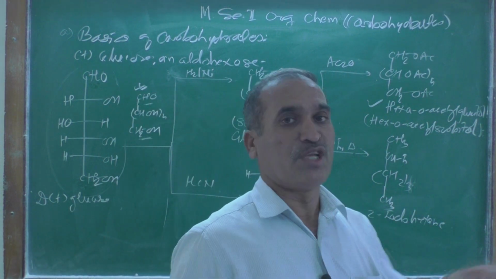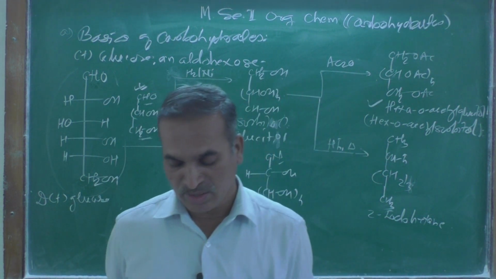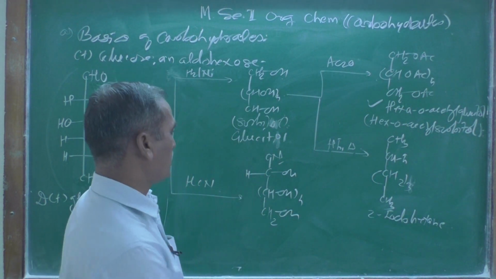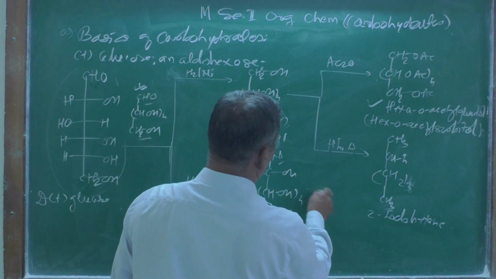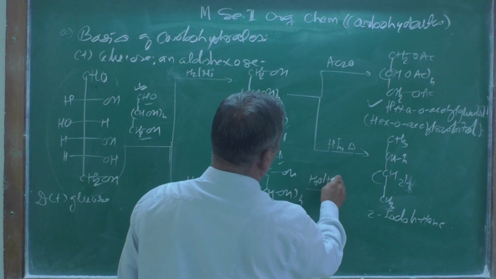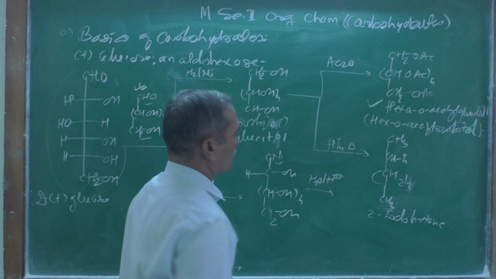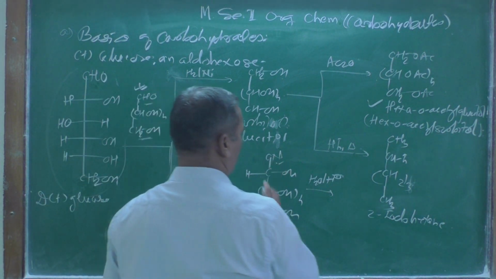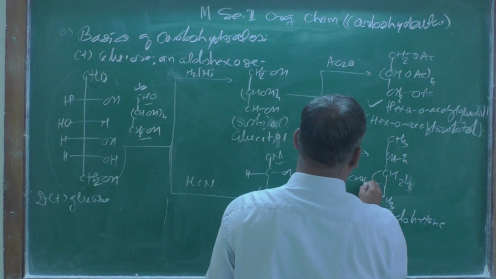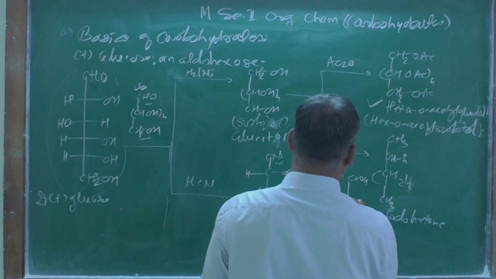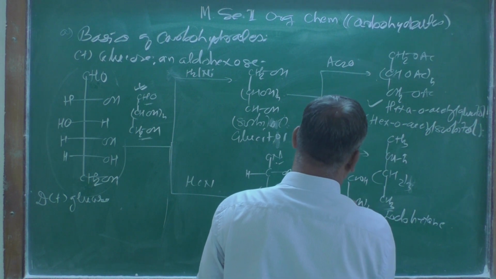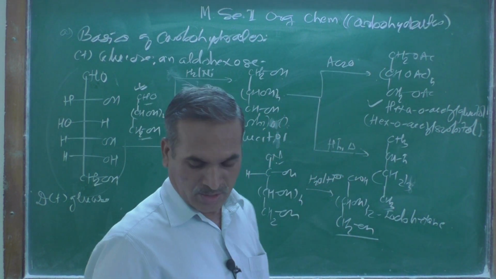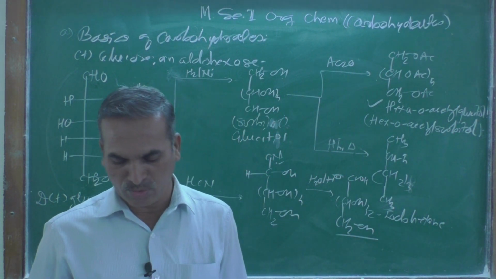In the Kiliani-Fischer synthesis, we have learned such types of compounds. When this is hydrolyzed with H2O in the presence of H+, there is a step-up reaction. The cyanide group gets converted into an acid, and we will get CHOH four times and CH2OH.